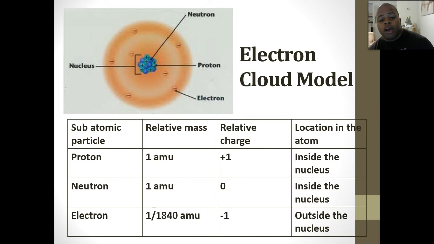Now, what about our third subatomic particle? That's going to be our electron. Now, notice that it's going to be very, very small. Almost 1/2000th. 1 divided by almost 2,000. So extremely small. So it doesn't really factor into the mass too much. Has a charge of -1, and it's outside the nucleus. Still within the atom, but it's outside the nucleus.